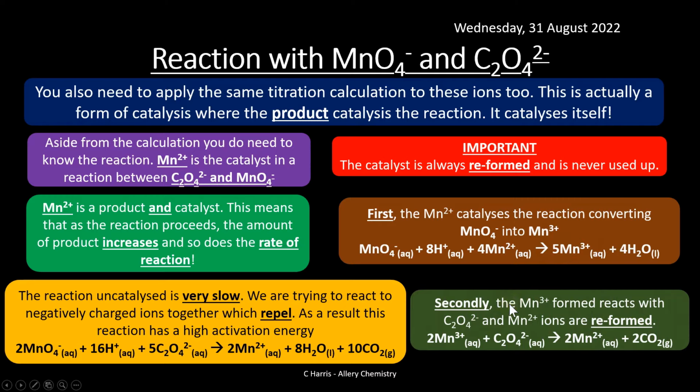And then secondly, the Mn3+ formed, which is this here, reacts with your ethanedioate ion, which you'll see as a ligand later, and we'll look at this in a little more detail. The Mn2+ ions are reformed, so this Mn3+ reacts with the ethanedioate and Mn2+ is made back again. That's how we know it's a catalyst, because we started with it and it's reformed, and we produce carbon dioxide.